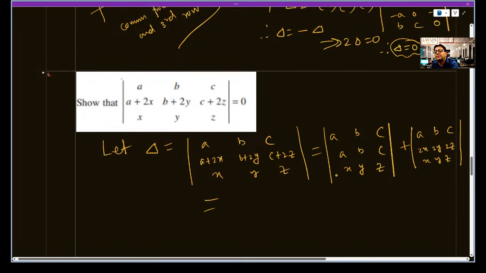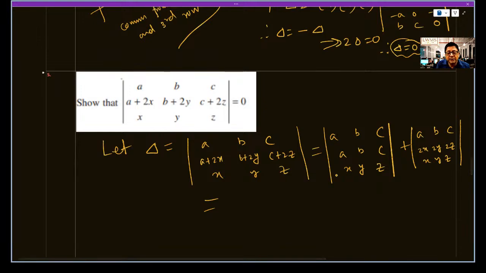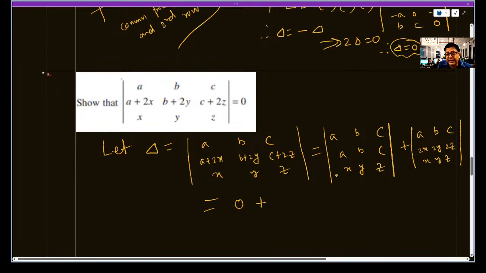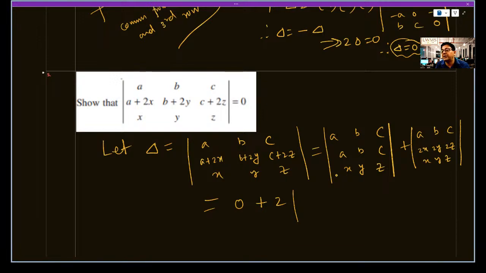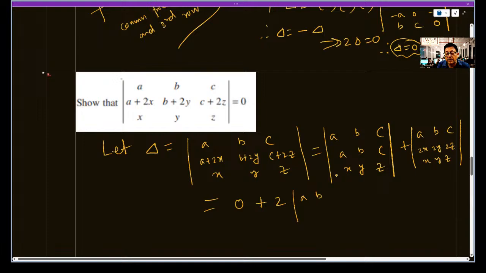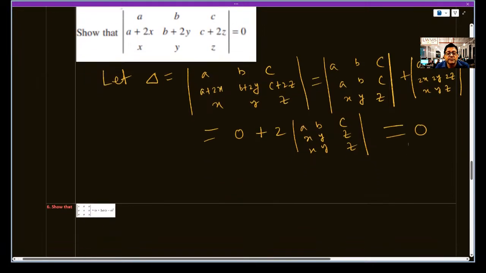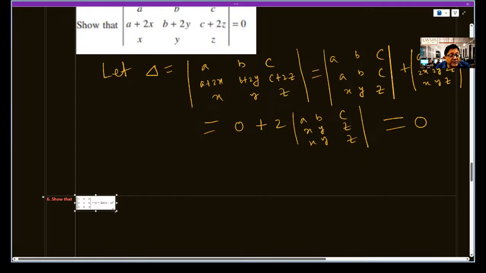Do you find anything over there? If we don't take two common even from the first determinant, two rows are identical. Its value will be 0. The second one, you take two common, or don't you just say that it is a scalar multiple of the third row, so the value will be 0. A, B, C, X, Y, Z. The value again, these two rows are similar, the value is going to be equal to 0. Clear? Understood? Let us go for the next one.